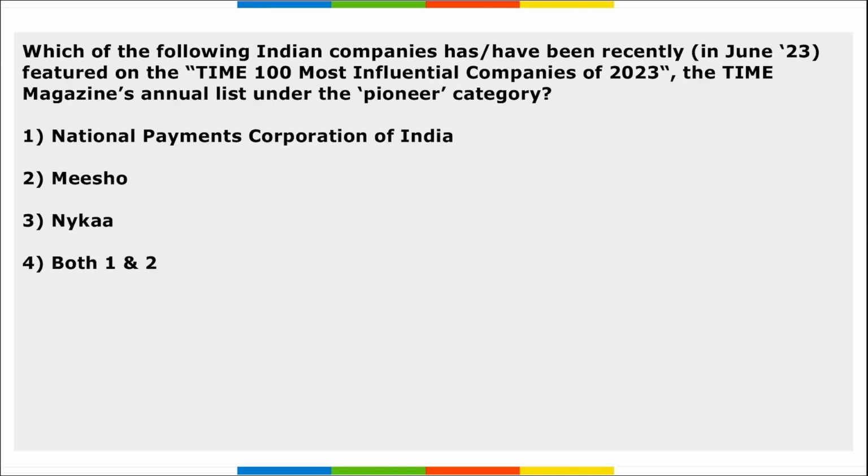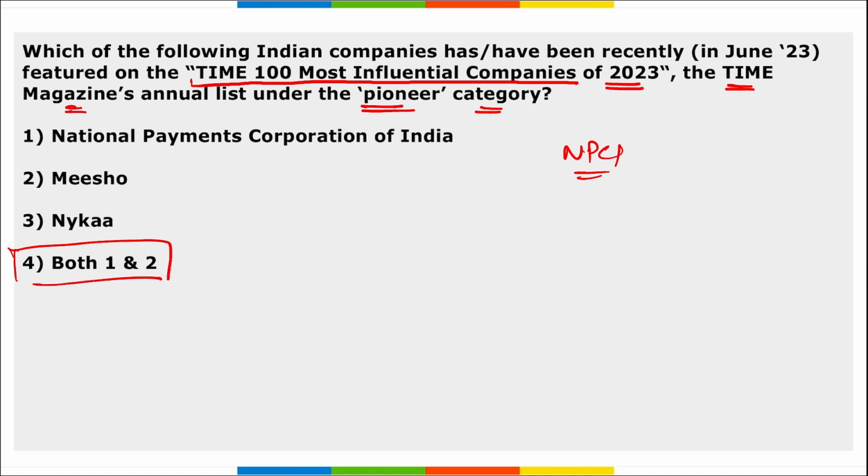Next, which of the following Indian companies has recently featured on the Time 100 Most Influential Companies of 2023, Time magazine's annual list, under the Pioneer category? The answer here among the following A, B, C, D is NPCI, National Payments Corporation of India, and Meesho. So both option 1 and 2 are correct.